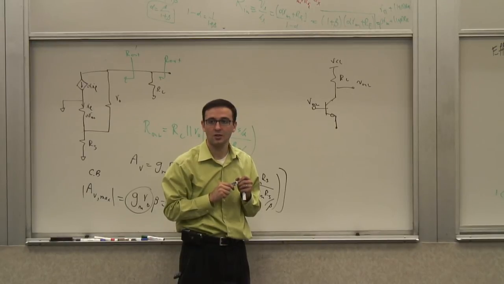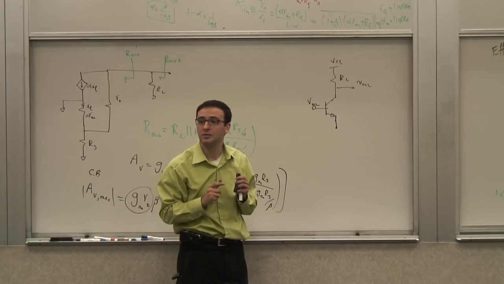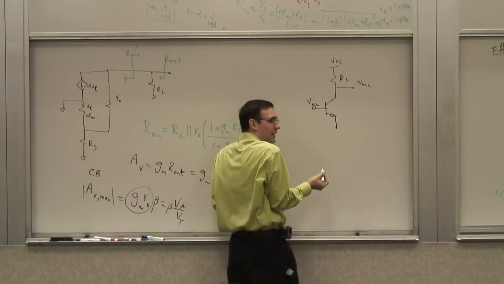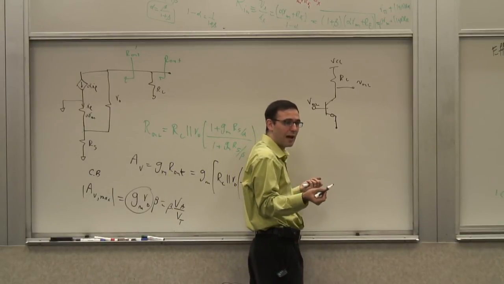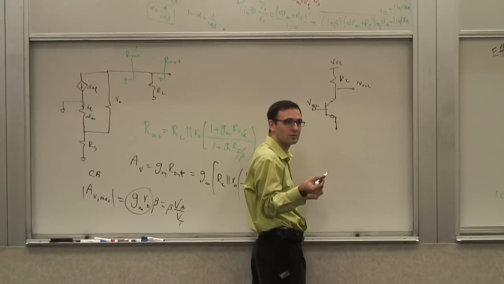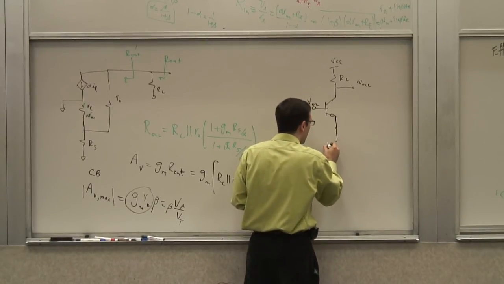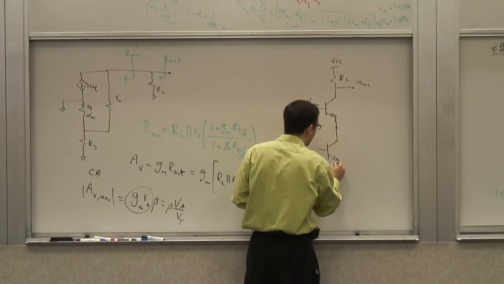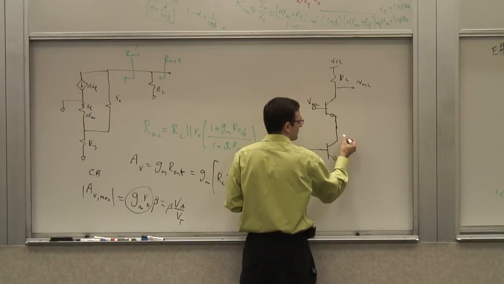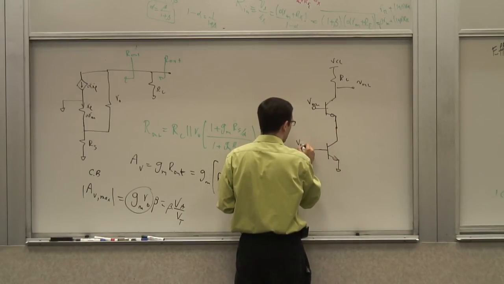A common emitter system? Common emitter, yeah. Common emitter has a very large output impedance, right? If I do, its output impedance is RO. RO is quite large. What if I put a common emitter here? Right? And drive the input here.